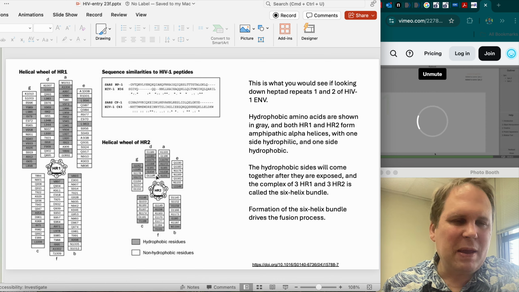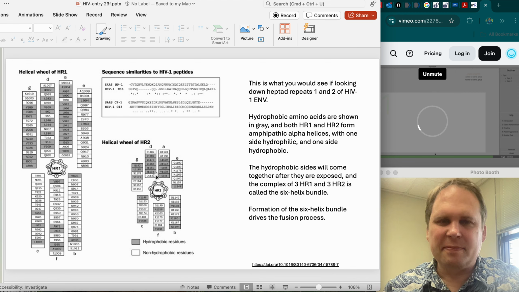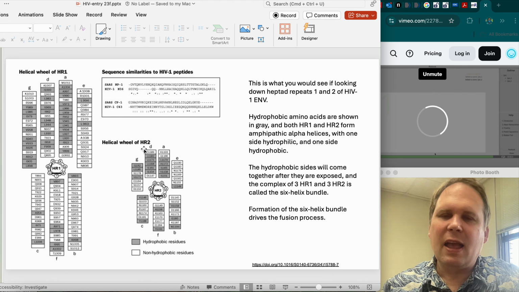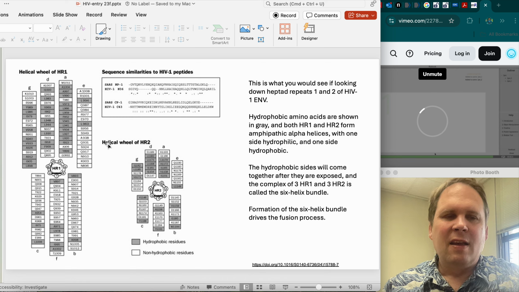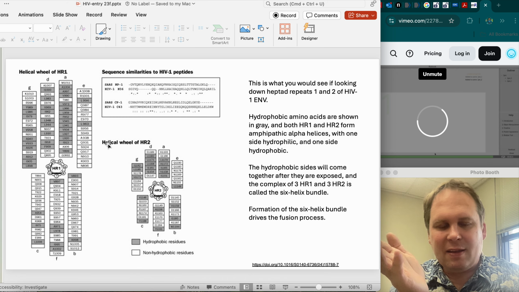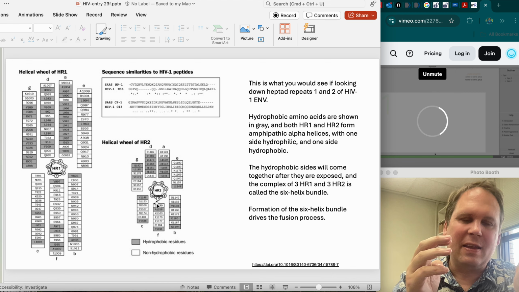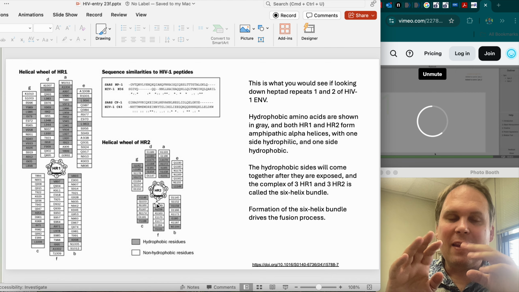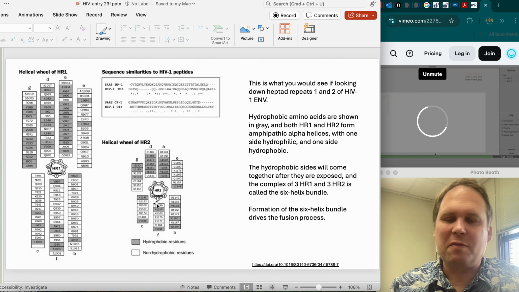There are 2 heptad repeats in the GP41 part. And they're going to be important. And they are both amphipathic alpha helices. So you can say hydrophilic, likes water. That's like the white residues. You can say hydrophobic, hates water. But what we got, amphipathic means two-faced. It means it has one side that's hydrophobic and one side that's hydrophilic.